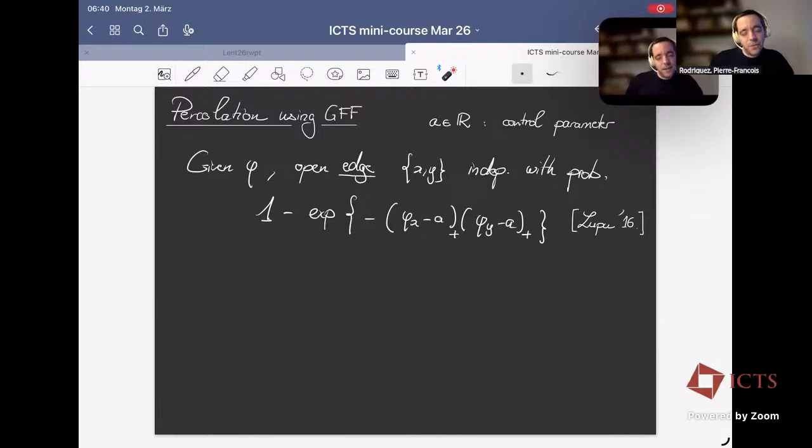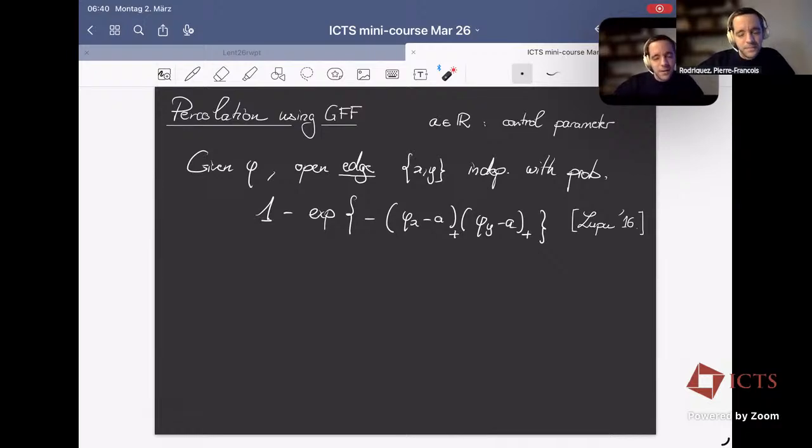The way you open or close an edge is according to the following procedure. Imagine that you have your edge xy, and you sample your Gaussian free field everywhere on your graph, so in particular phi x and phi y. Now, given my Gaussian free field, I open or close the edge. I open it independently, given the field, with probability what I wrote here: 1 minus the exponential of minus (phi x minus a)_+ times (phi y minus a)_+.